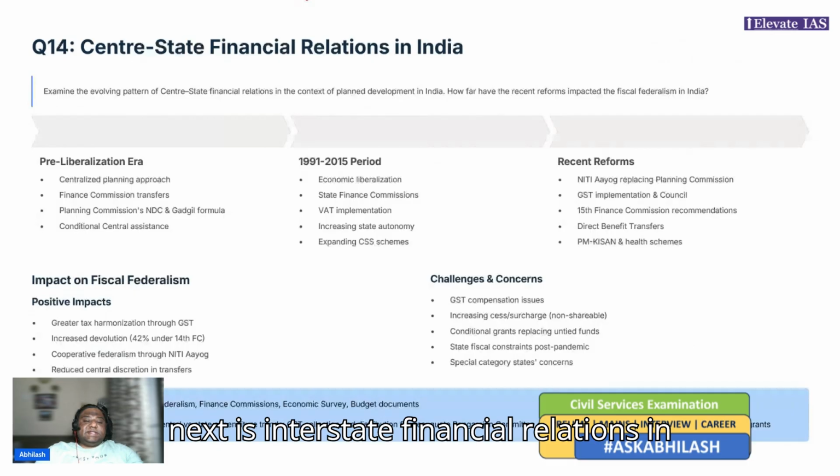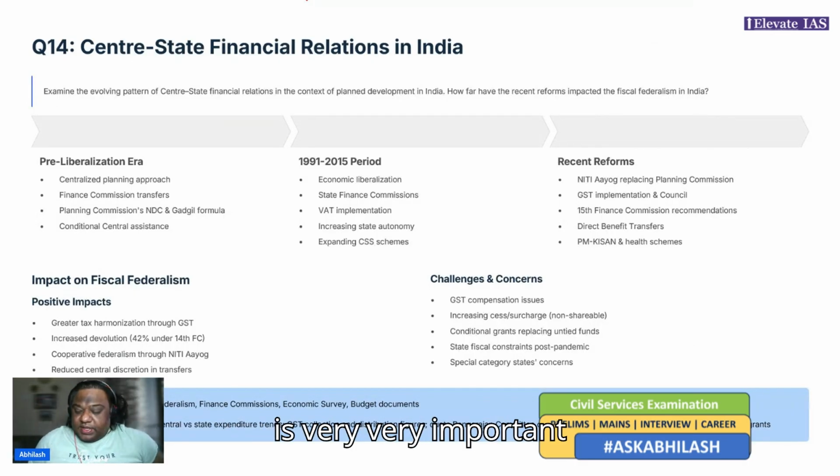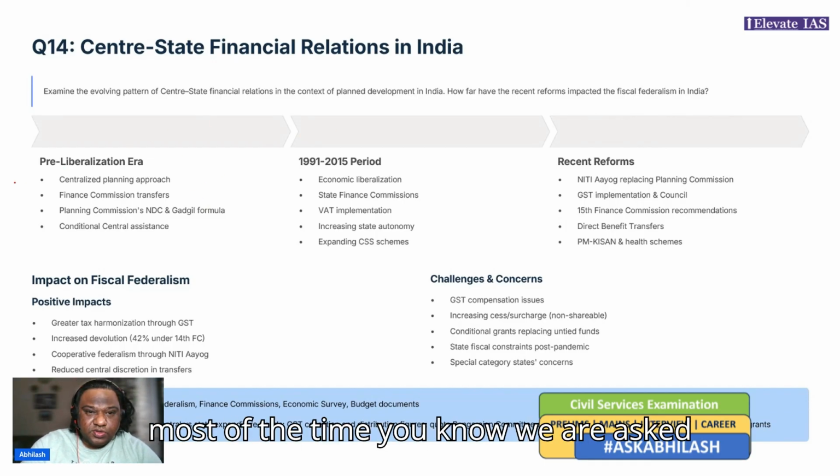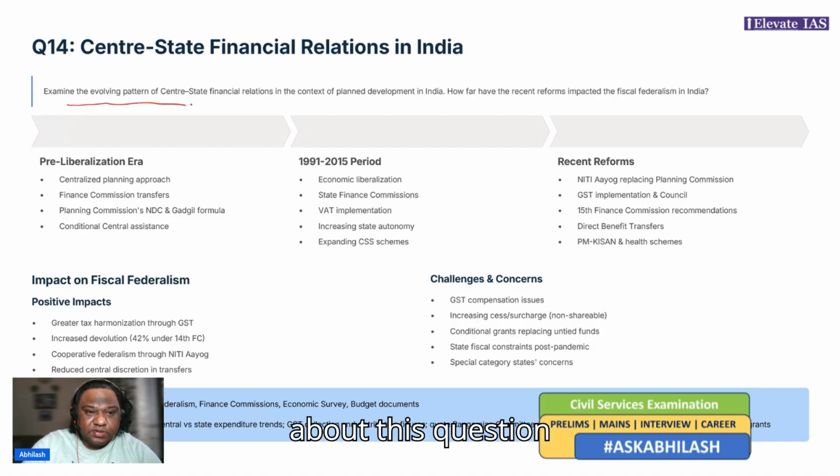next is Centre-State financial relations in India. Now, this is very, very important in day-to-day preparation also, and most of the time we are asked about these questions.